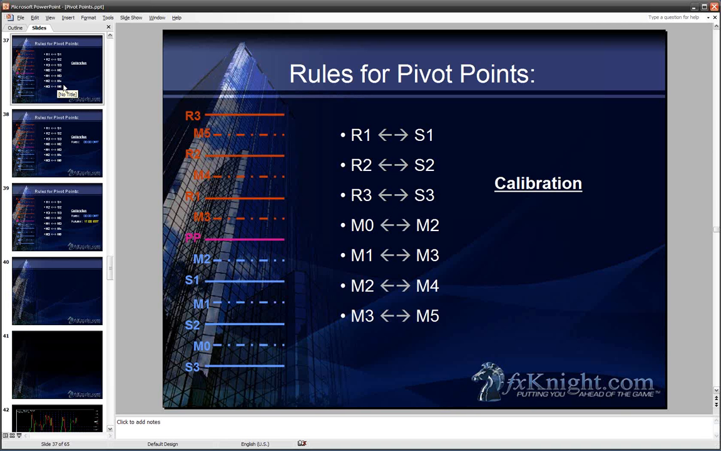Okay, how do you set your pivot points up correctly? I'm going to take a little bit of time to discuss this because I want you guys to get it right.